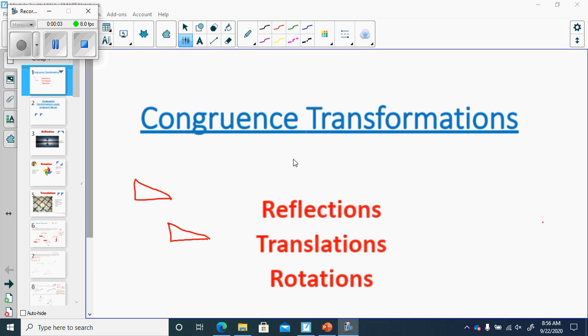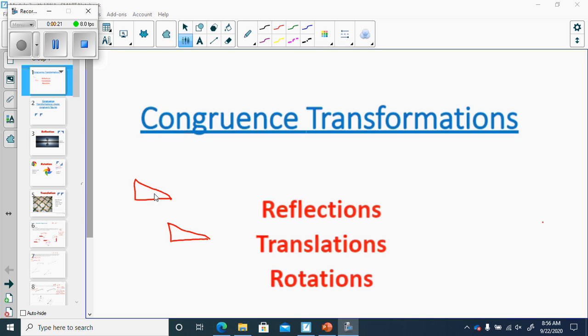This is Module 2. We're now dealing with congruence transformations. Congruence means that we're dealing with figures that are exactly alike. Okay? Congruent means exactly alike. Corresponding sides are congruent, corresponding angles are congruent.